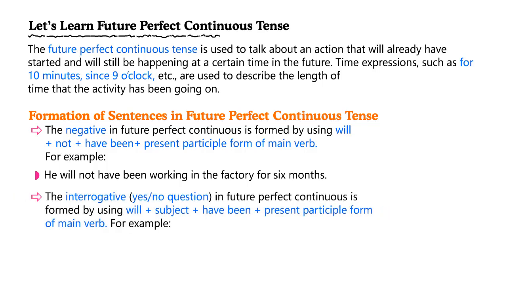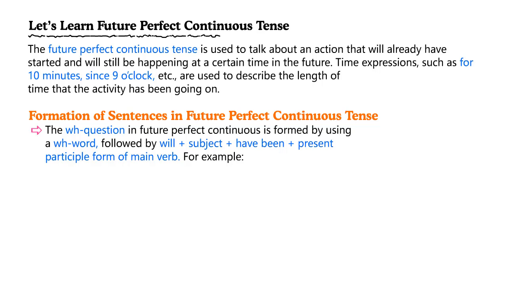The interrogative yes, no question in future perfect continuous is formed by using will plus subject plus have been plus present participle form of main verb. For example, will you have been eating vegetables for 3 months?